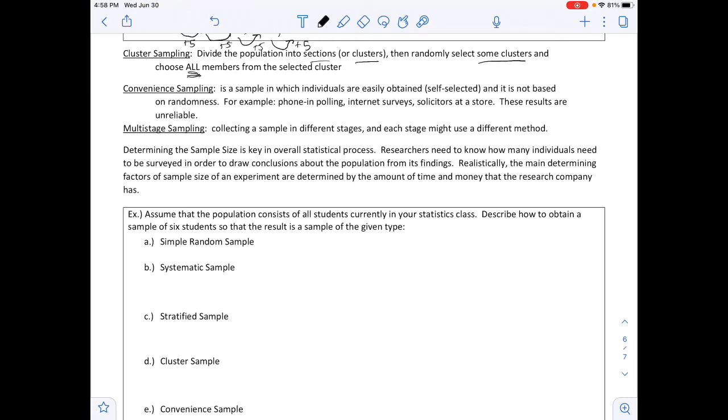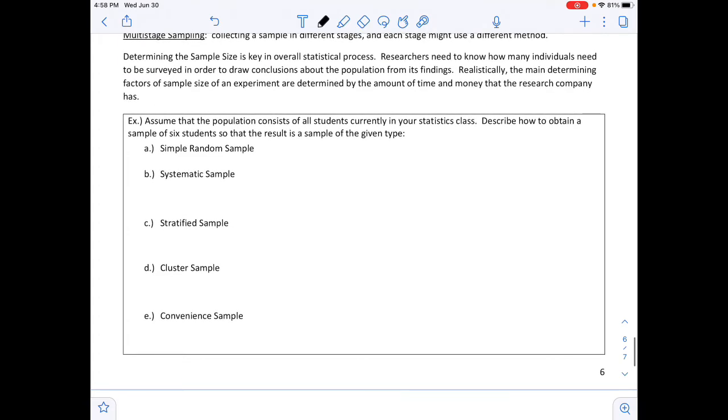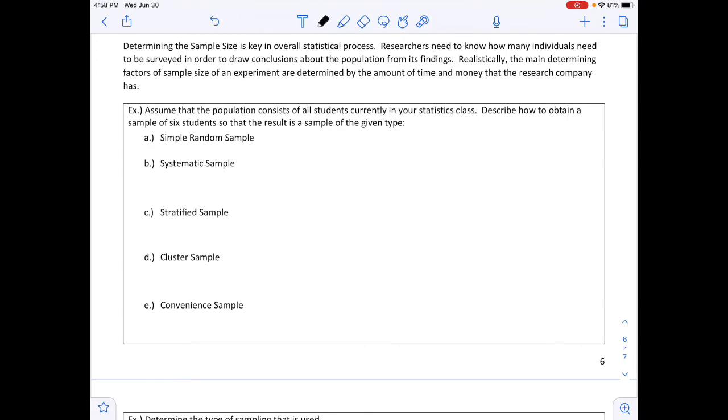And the last one that we have is multi-stage sampling, which we don't see too much of in our textbook, but it is another option. And this is collecting a sample in different stages, and each stage might use a different method. Determining the sample size is key in the overall statistical process. Researchers need to know how many individuals need to be surveyed in order to draw conclusions about the population from its findings. Realistically, the main determining factor of the sample size of an experiment is the amount of time and money that the researcher or company has.